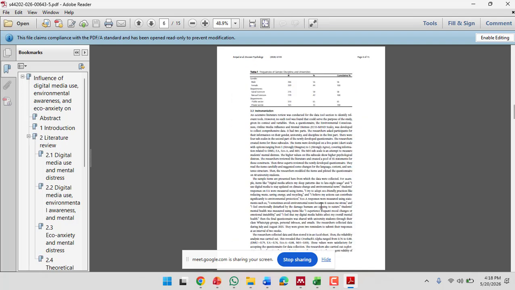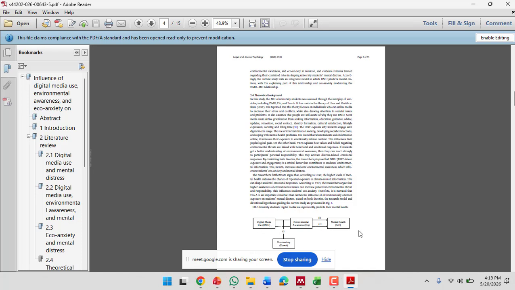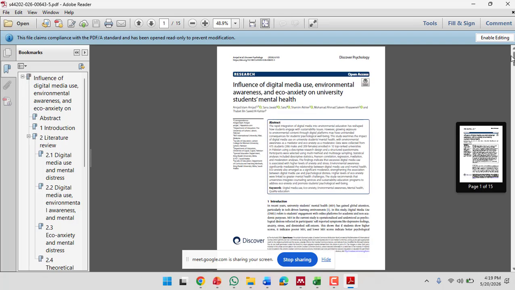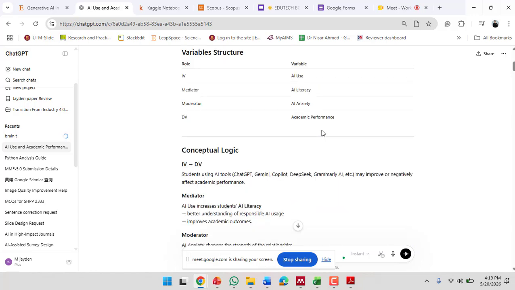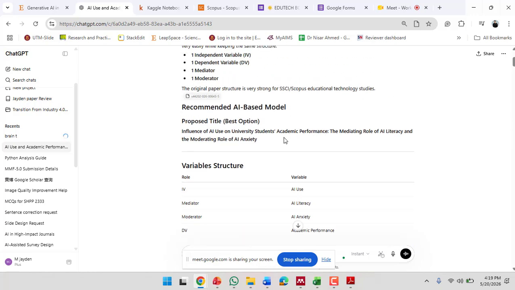Now on this idea, if you want to extend this study, or you want to get an idea of how we can use it in the context of AI, you need to just give prompts to the AI on how to modify this study for AI use in the university by students, or what should be in the title and model. We also keep the 4 variables for this study, one dependent, one independent. So these are a few recommendations, or basically we come directly to the problem: the influence of AI use on university academic performance, the mediating role of AI literacy, and the moderating role of AI anxiety.